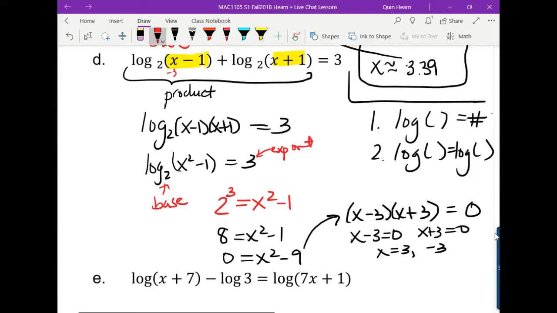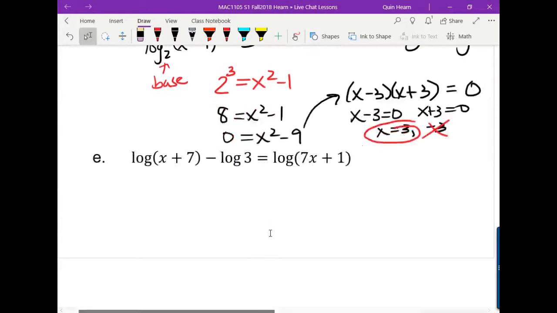This is a quadratic equation. I'm going to get it in standard form. So 0 equals x squared minus 9. That is actually easy to factor, so let's just stick with factoring. x minus 3 times x plus 3. It's a difference of squares, right? So it factors into conjugates. So we set each factor to 0, and we get either x is 3 or negative 3.